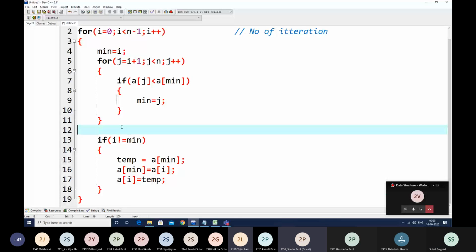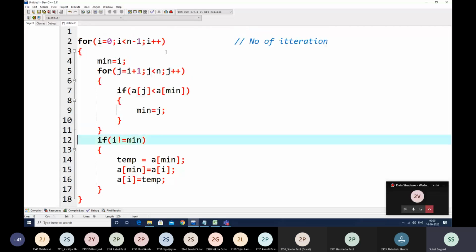Yes, sir. Before this you will take input array A, okay, and after this you will print the array A, which will give you the sorted result. That thing you can try on your own now. So this completes the logic for selection sort.